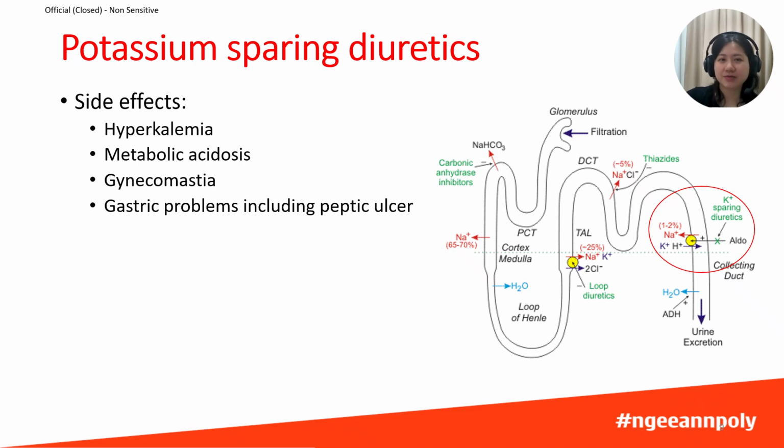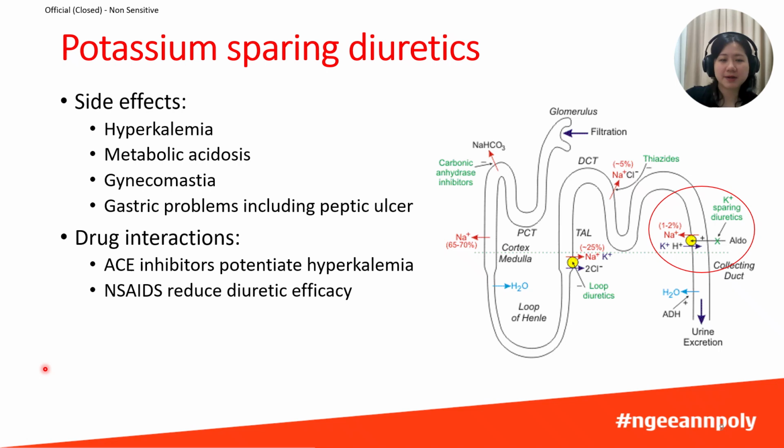Potassium-sparing diuretics reduce the excretion of potassium, which can then lead to hyperkalemia. They also reduce the excretion of H+ protons, which can lead to metabolic acidosis where the blood becomes too acidic. They can also cause gynecomastia, which is breast enlargement in men, as well as gastric problems, including peptic ulcer.